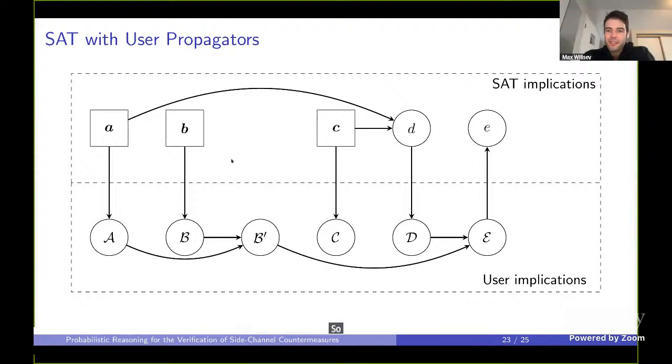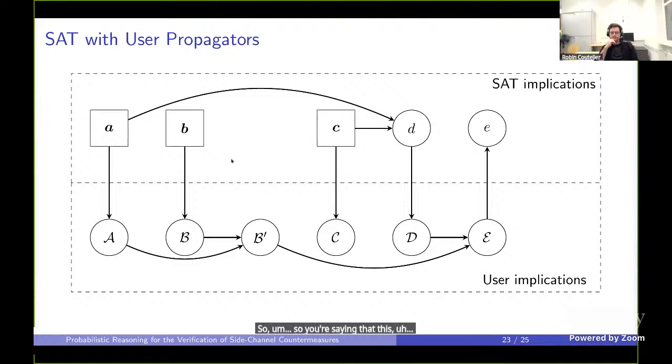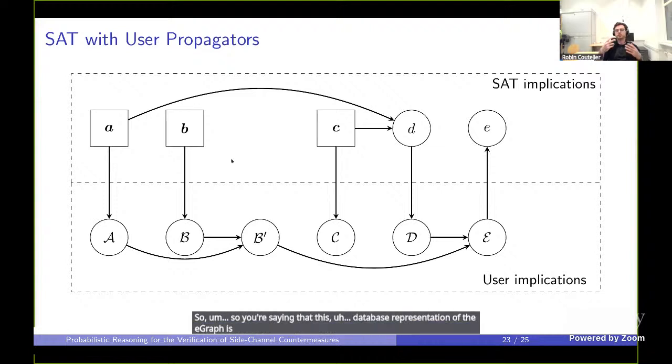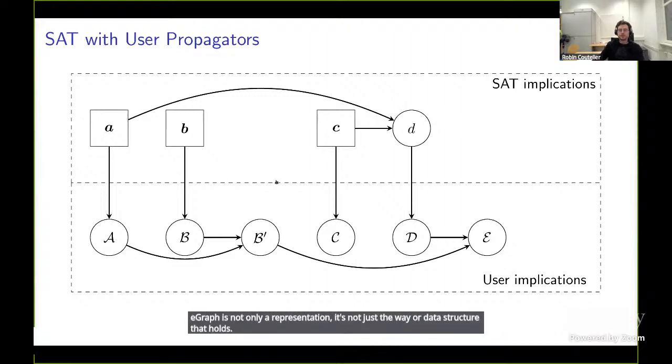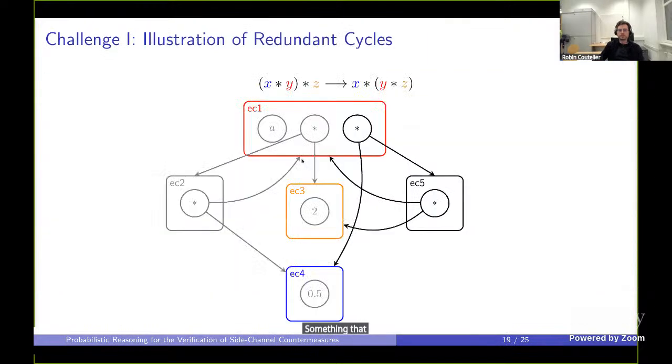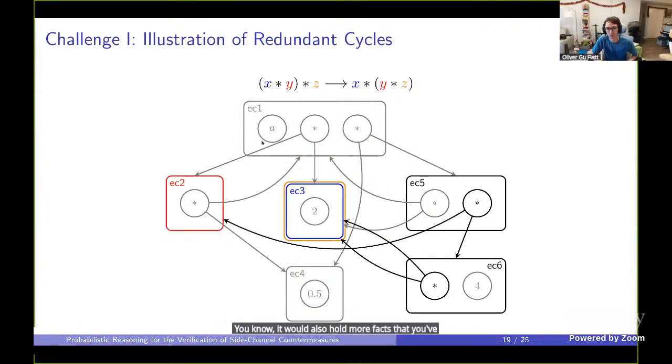Right. So you're saying that this database representation of the egraph is not only a representation, not just a data structure that holds something that looks like this. It would also hold more facts that you've learned about these terms.